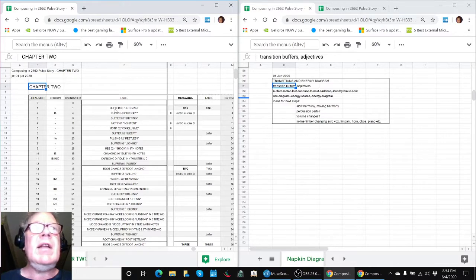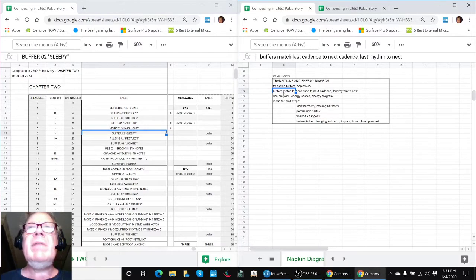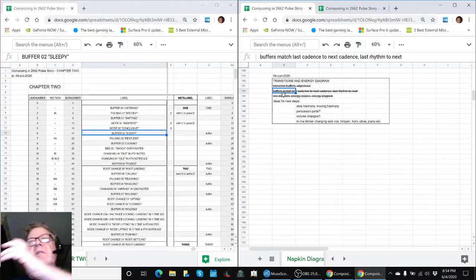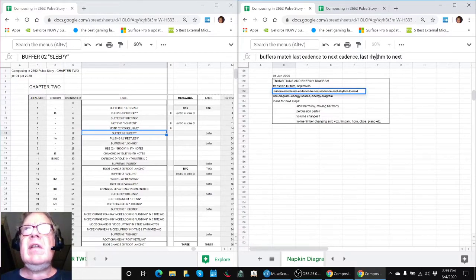We also assigned adjectives, like this is a listening, shifting, sleepy. And the buffers are basically matching between what they just heard in the part before them and what they're hearing in the part coming up next. And they're doing a matching of cadences, chords, and also if it's a three rhythm or a two rhythm.